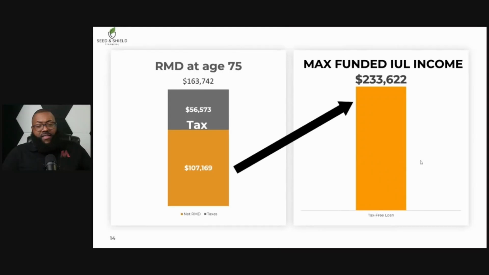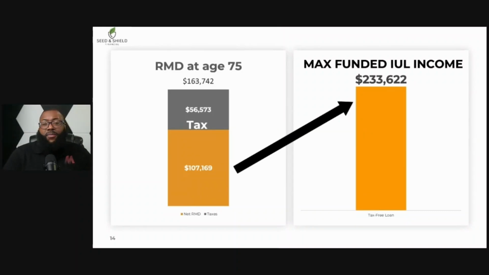So in this example here, just to sum it up, if Mr. John here went ahead and just took out his required minimum distributions every year from the time he was 72, he would only net $163,742, versus actually going the route of a max funded IUL, where he would be able to net $233,622. And this is all tax free.